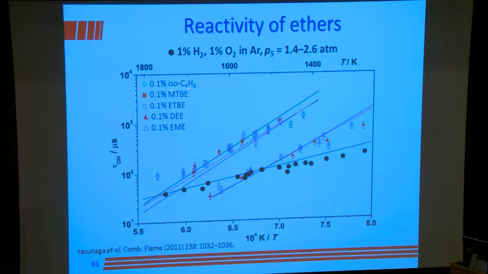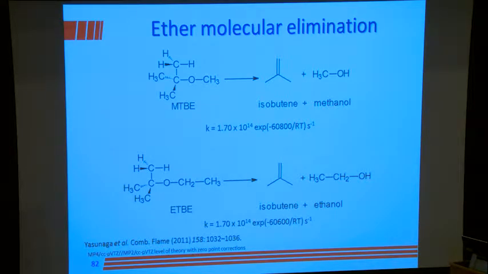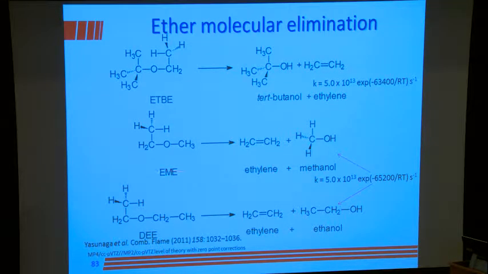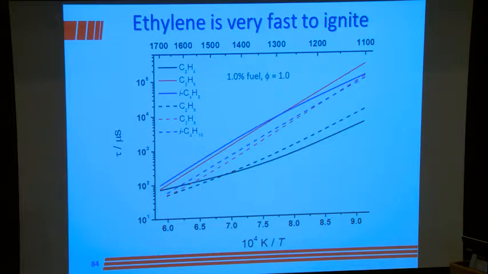So if you look again, isobutene, MTBE, and ETBE are all giving the same. So it must be then that MTBE and ETBE are generating isobutene. And of course, isobutene will undergo oxidation, generating the methyl allyl radical, which is resonantly stabilized, and that will then reduce reactivity subsequently. And so the production of isobutene leads to much lower reactivity. In the case of ethyl methyl ether and diethyl ether, we produce ethylene. And ethylene is much more reactive, and even at higher temperatures, even leads to more reactivity than hydrogen.